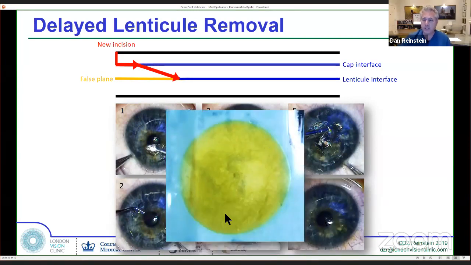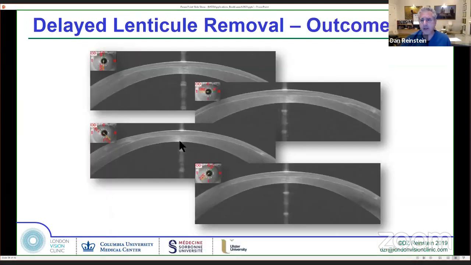And there's the lenticule with a little bit of staining on it. So I've taken it out straight from where it was created, no problem. And you know, this lip here that I'm leaving behind is visible post-op, right? Because now I've gone to the correct interface and removed the lenticule.